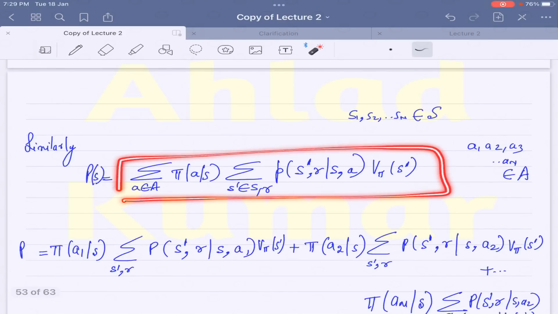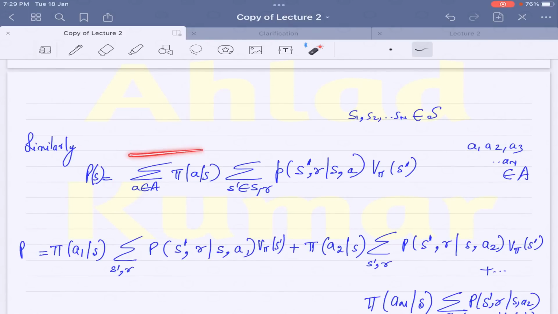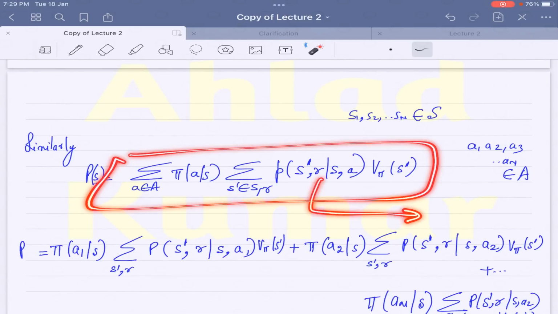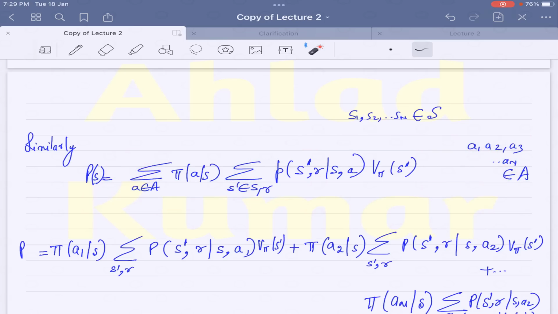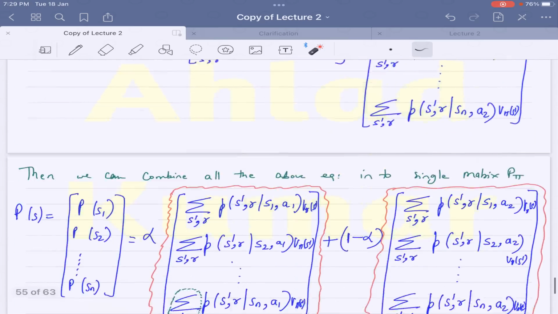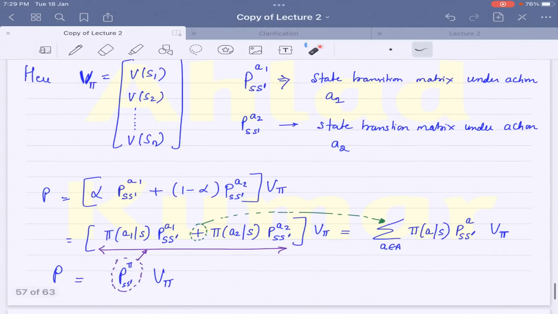You can see earlier we started out by saying that we will represent this by a multiplication of two matrices A and B. A is nothing but the state transition matrix P pi, and B is the vector V. If we multiply these two matrices, we will get this implementation of double summation in the matrix format. So this is the expression for P.